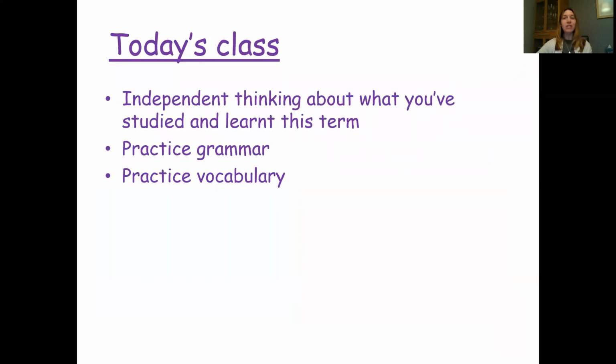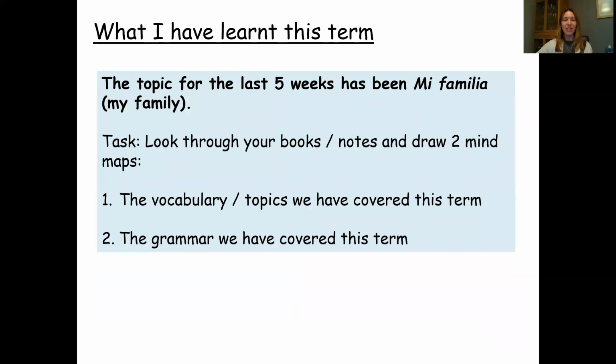Continuamos entonces. So today's class, we're going to do some independent thinking about what you've studied and learnt this term. We're going to practice a little bit of grammar and practice some vocabulary as well at the end. Empezamos entonces. What I have learnt this term, and it's really important for us. It's part of our learning. When we really think about what we have learned, it really helps to solidify that knowledge in your mind. So it's really important to do this.